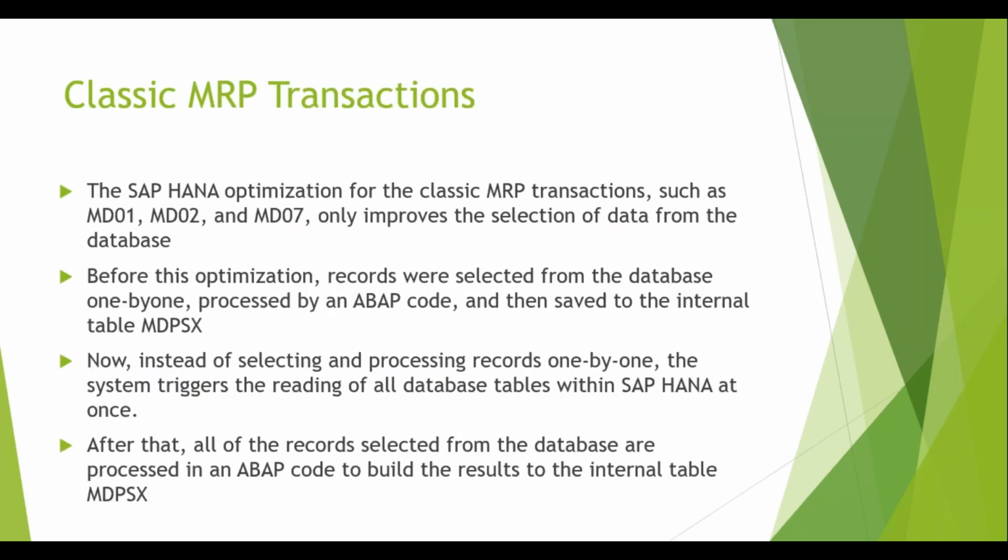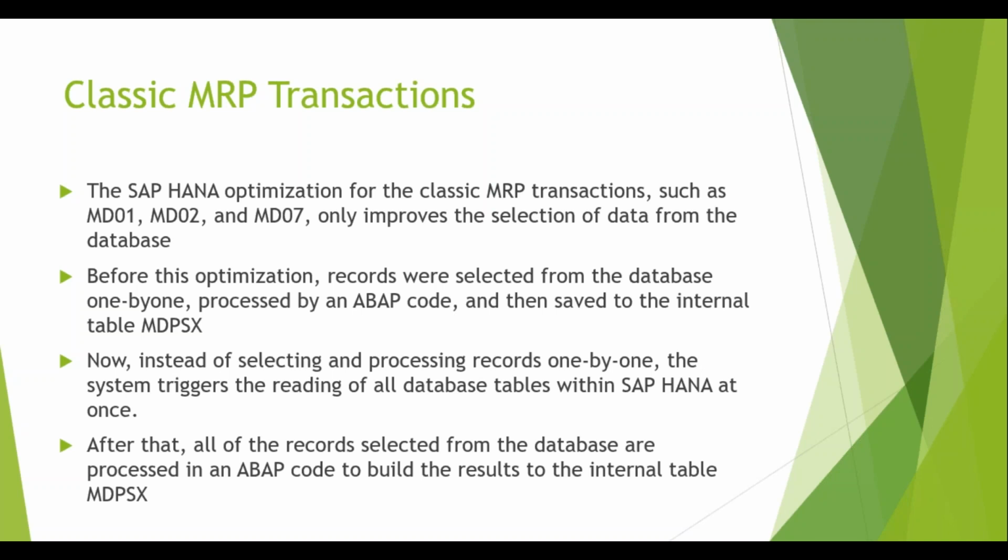So what about the classic MRP transactions? The SAP HANA optimization for classic MRP transactions such as MD01, 2, 7 only improves the selection, because this is MRP on HANA. Before this optimization, all the things were done one by one. Now instead of selecting and processing records one by one, the system triggers the reading of all database tables within SAP HANA at once. After that, all the records selected from the database are processed in ABAP code to build the result in the internal table. I hope I'm not going fast.